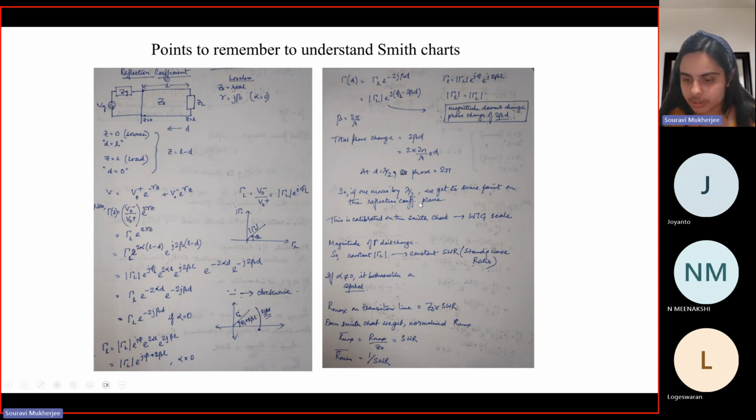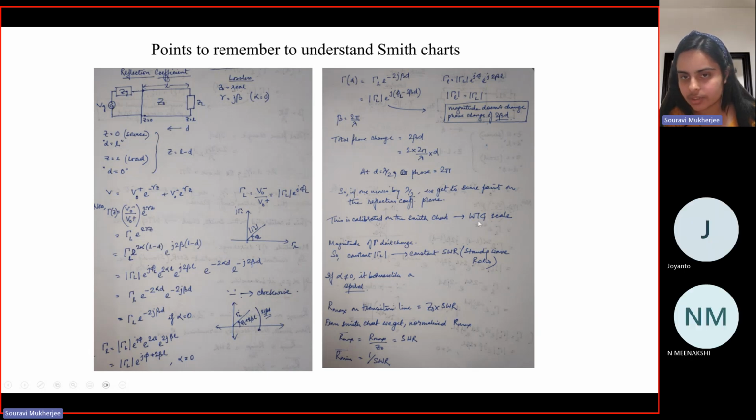In the reflection coefficient, each point corresponds to a tau value, right? So because it would be a phase change of 2 pi, you would get back to the same point. And we would see how we calibrate this distance with respect to the WTG scale, which is the wavelength towards generator scale.